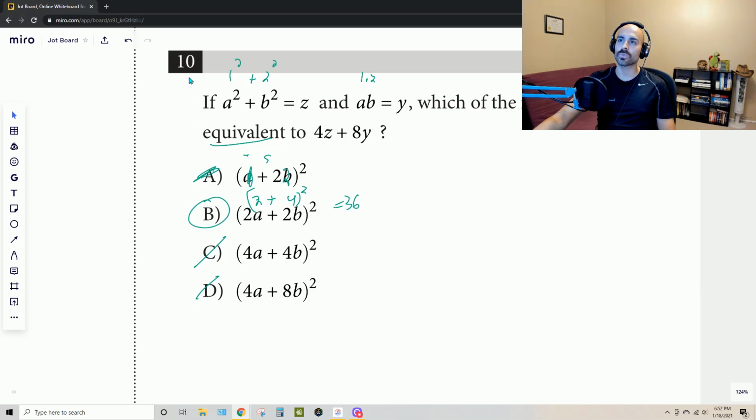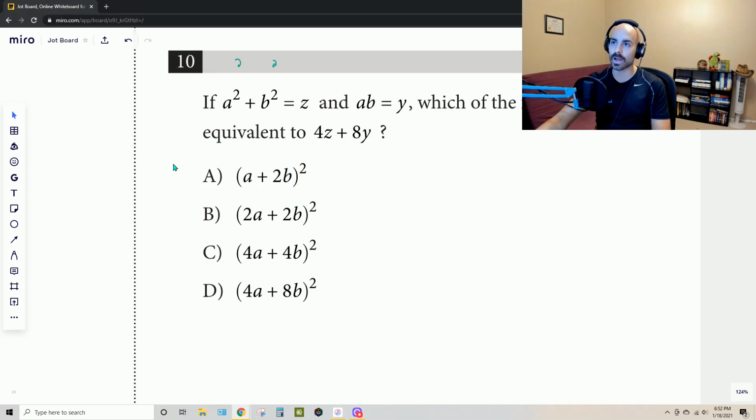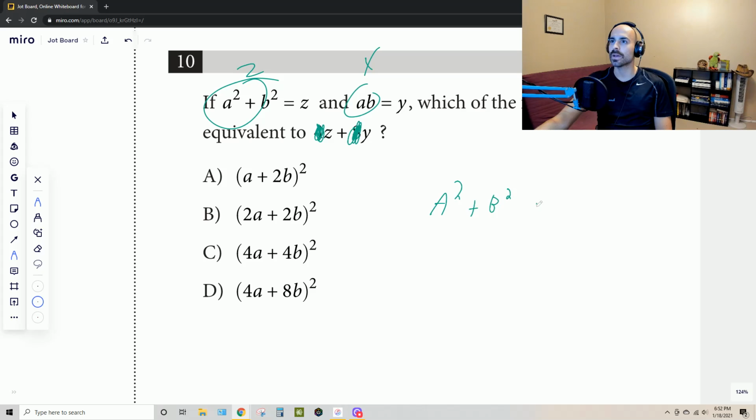So let's approach this the way that the test probably wants us to, logically, because it allows us to be a lot quicker. They're telling us that a squared plus b squared equals z, and a times b equals y. What is it when you have 4z plus 8y? Well, this would be a lot easier of a question if they just asked us, what is z plus y? Because then what we know is, if this is z and this is y, all we have to do is add them together. A squared plus b squared plus ab. Now, the thing is that they're saying 4 times each of these. Well, that's fine. Then let's just do that.